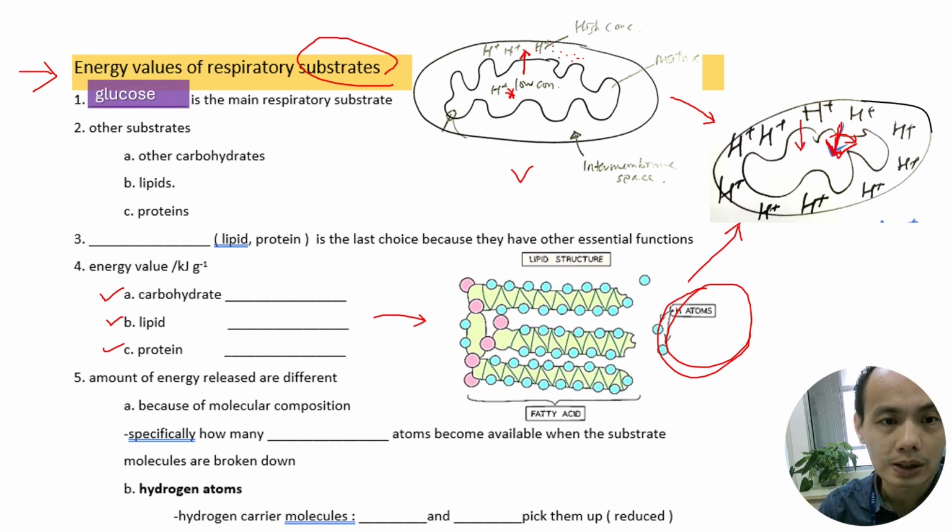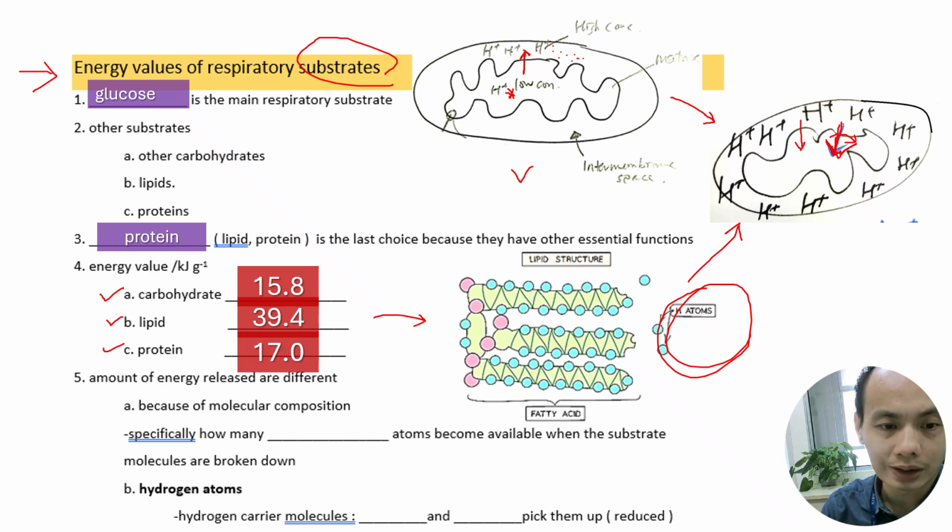So number one, glucose is the main respiratory substrate. Why not lipid? In the future we will discuss. Lipid has other functions. There are other substrates, like other carbohydrates. Other than glucose, we can have fructose, lactose, whatever. Number three, protein is the last choice because they have other essential functions, formation of antibody, this and that. So energy value for carbohydrate 15.8, lipid 39.4, protein 17, almost the same as carbohydrate. Number five, the amount of energy released is different because of the molecular composition, specifically how many hydrogen atoms.